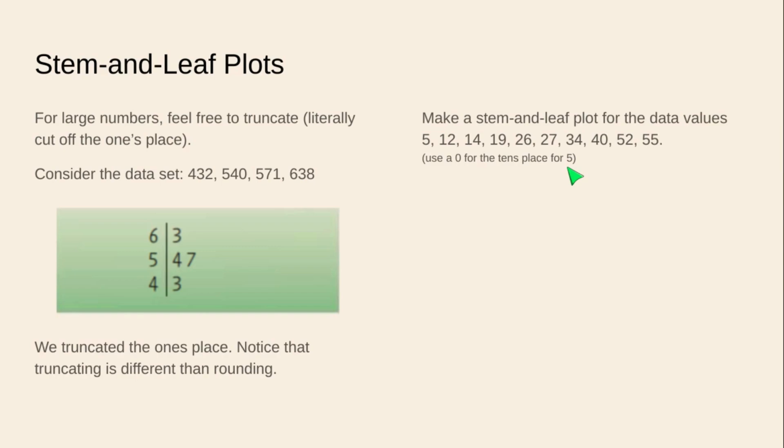Okay, let's look at the answer. Boom. We have 0 for the tens place, 5 for the ones place. For 1 for the tens place, we have 2, 4, and 9 corresponding to 12, 14, and 19, and so on and so forth.